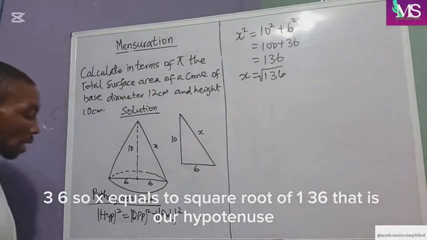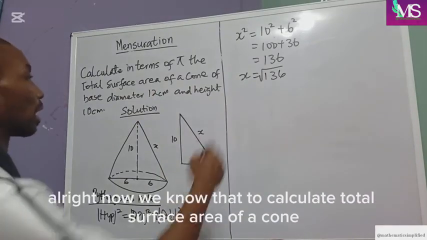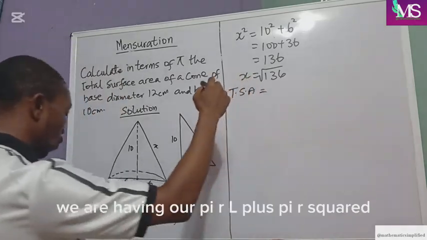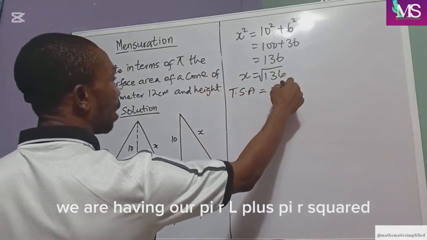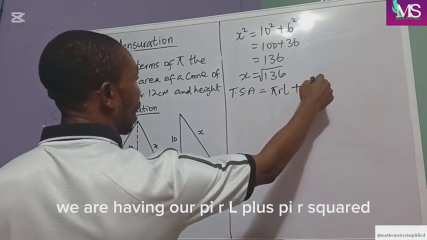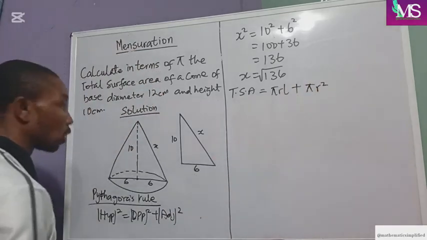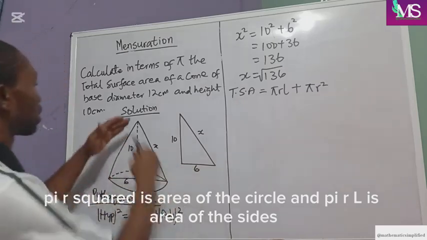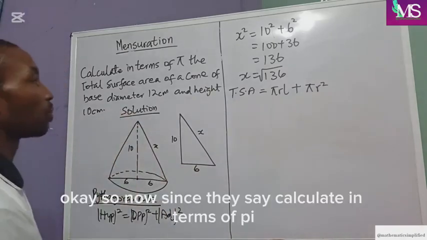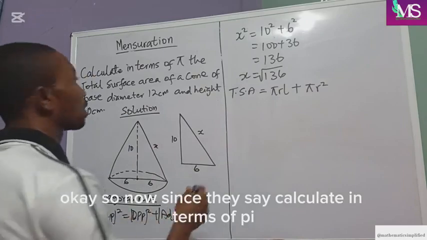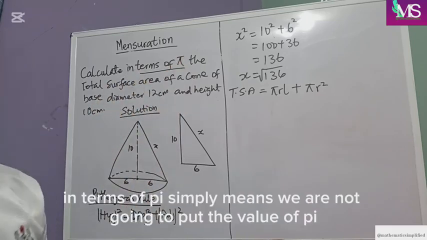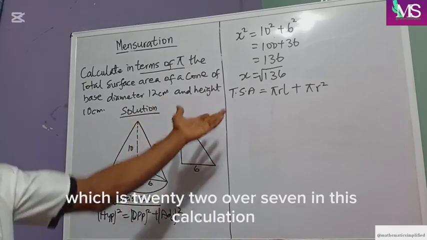That is our hypotenuse. Now we know that to calculate the total surface area of a cone, we have pi RL plus pi R squared. Pi R squared is the area of the circle and pi RL is the area of the sides. Since they say calculate in terms of pi, take note, in terms of pi simply means we are not going to put the value of pi, which is 22/7, in this calculation.